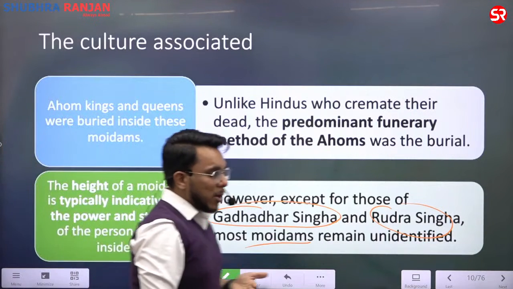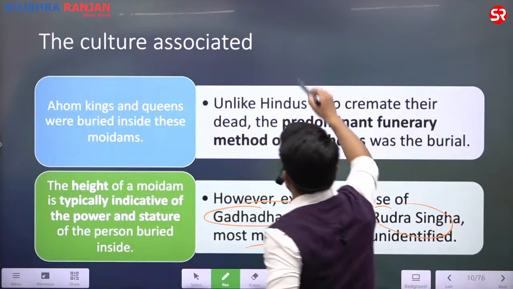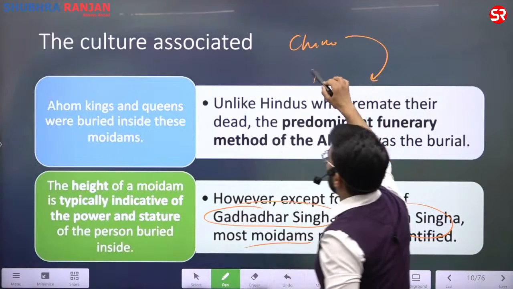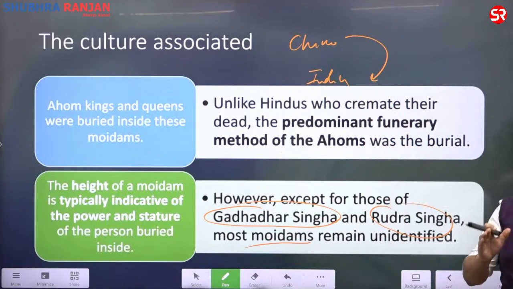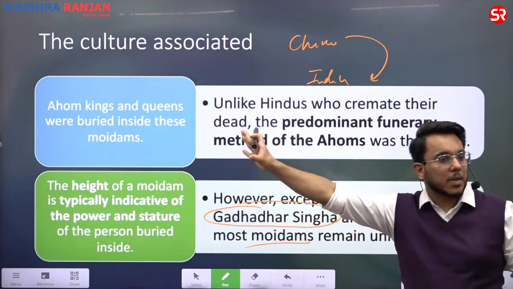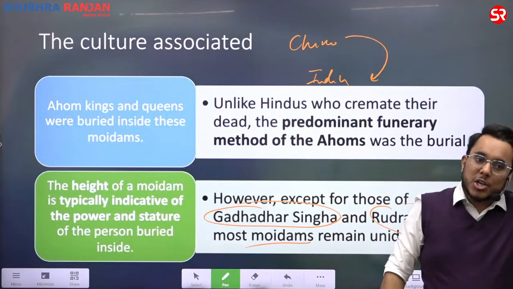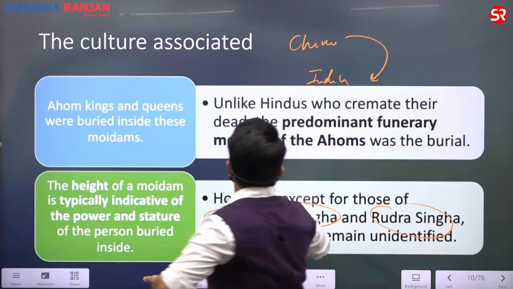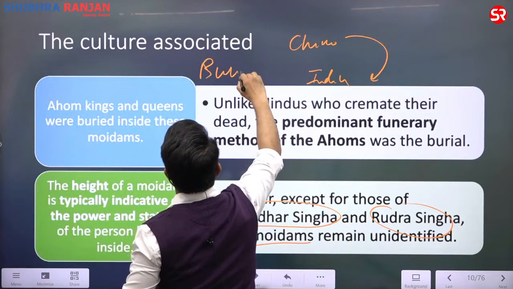Now, when we talk about the Ahoms, we found that they migrated from the regions of China to India and established their dynasty in the region of Assam, which extended to parts of Burma, Myanmar. Is it clear or not? Now, initially we found that the Ahoms carried out burials.